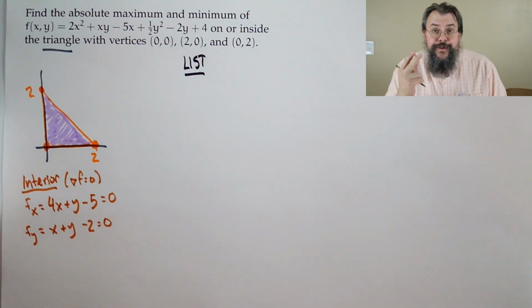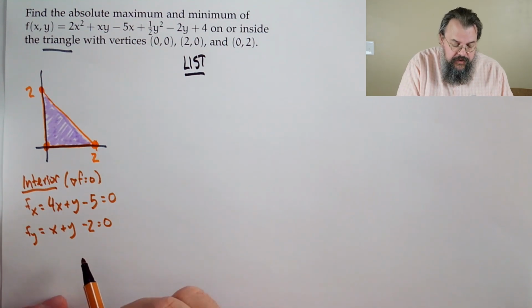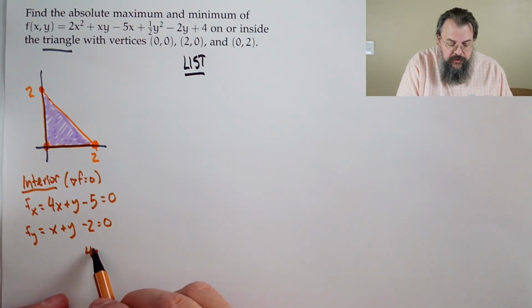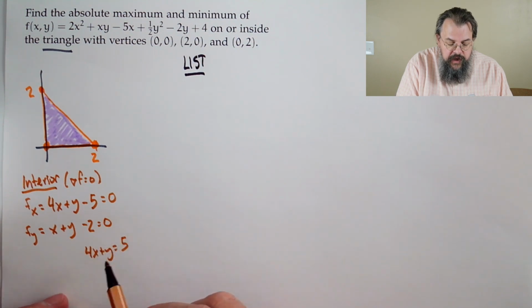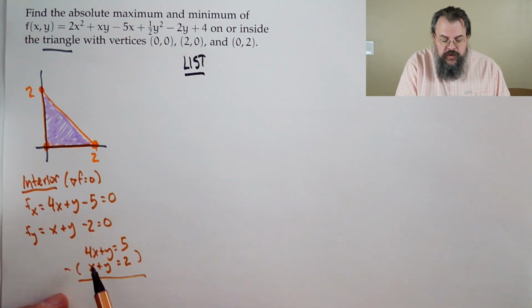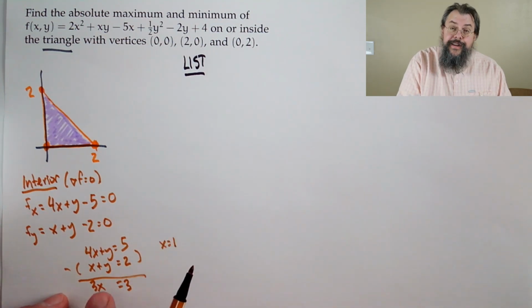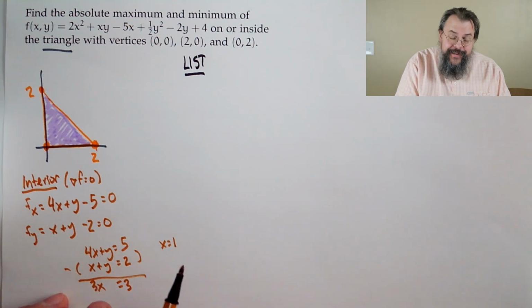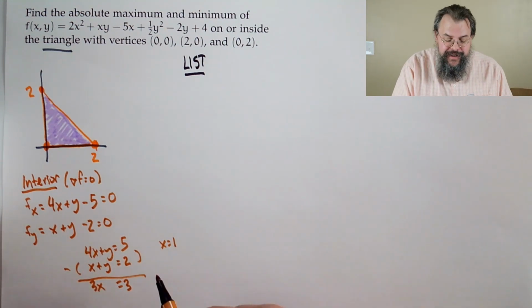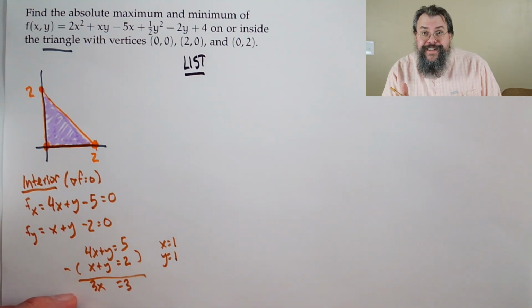All right, now we have two equations, two unknowns. So let's see what happens. We can write this as 4x plus y equals 5, and x plus y equals 2. If we just do a quick subtraction, we'll see, aha, 3x equals 3, which tells us x equals 1. But if we know x equals 1, since x plus y has to equal 2, that tells us y equals 1. So we get the point (1, 1).